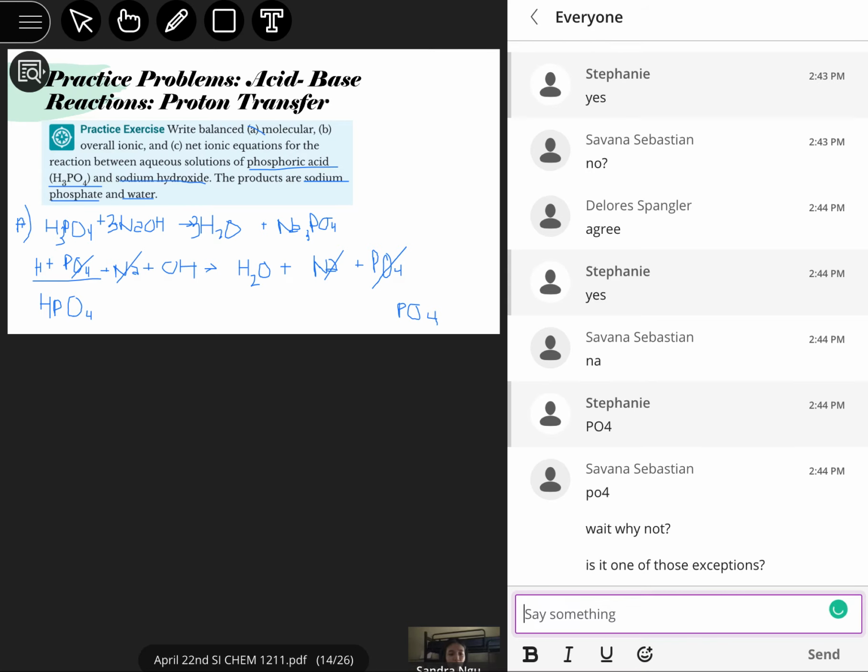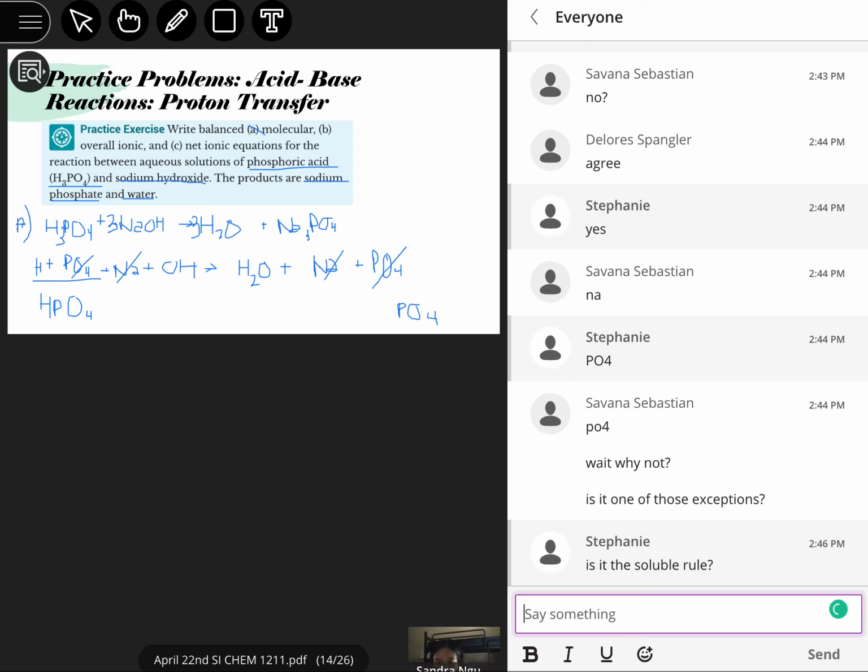I know this one's very weird. It's from the textbook. Is it the solubility rule? It probably is. These questions are kind of weird because in this unit you don't learn solubility rules until the next section. That's why I don't like this part, and why this one doesn't make sense yet. But I just want to let you guys know that sometimes there are exceptions like this where you don't cross it out. You keep it as is.